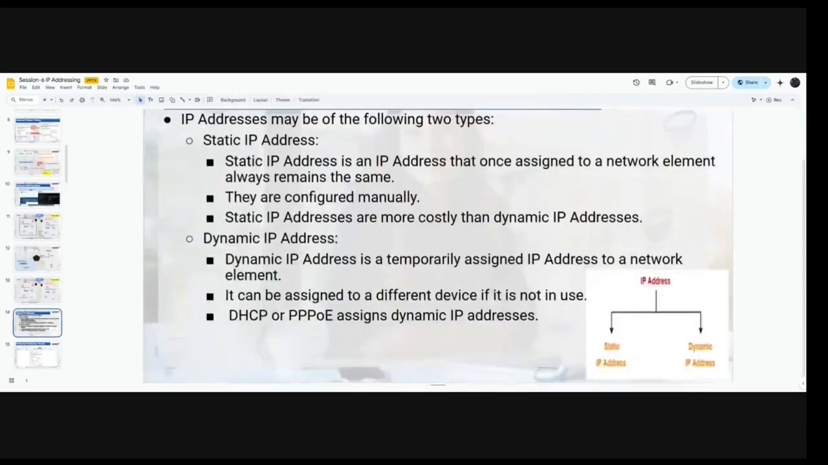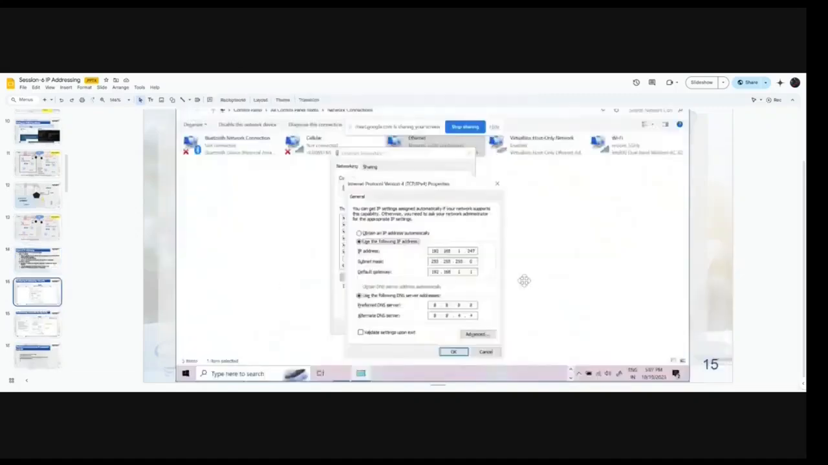Types of IP addressing: static. We have seen static is something that you go to your system manually and give it. Dynamic is something that you give dynamically using some protocol. So PPPoE is the protocol that is used by the internet service providers, and DHCP is used internally in our networks. This is the same thing.